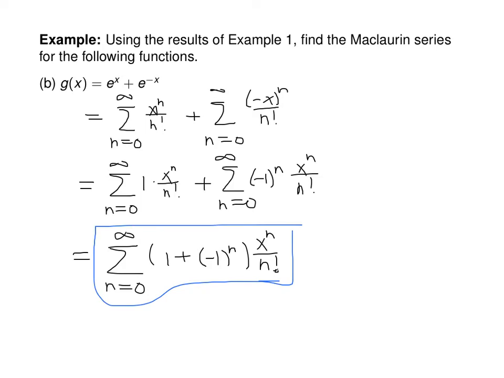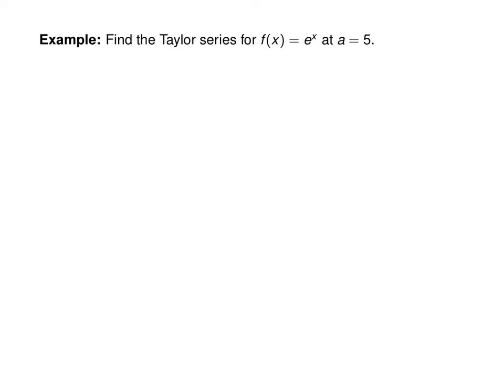So in general, the Maclaurin series that you find for e to the x is a good representation near 0. Next, let's find a Taylor series. So this is centered at a different point. In this case, we're centered at a equals 5.